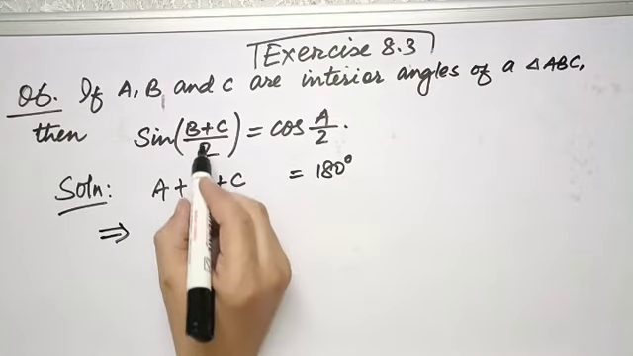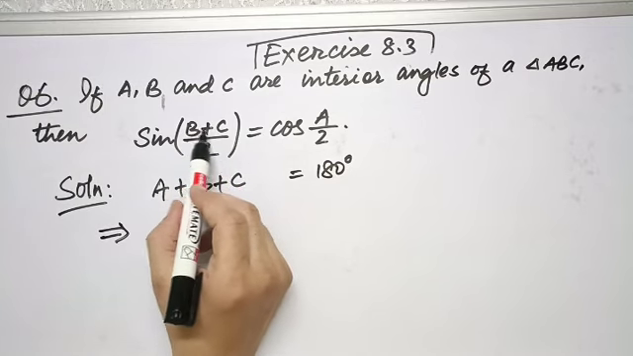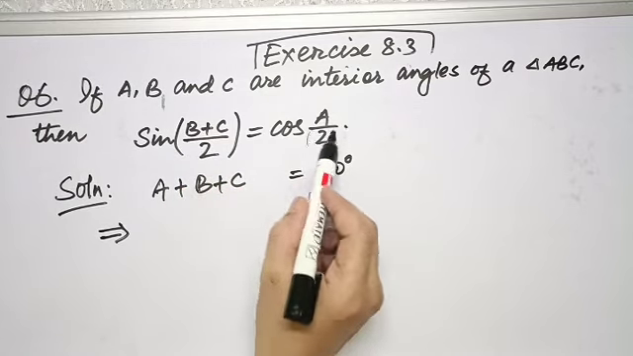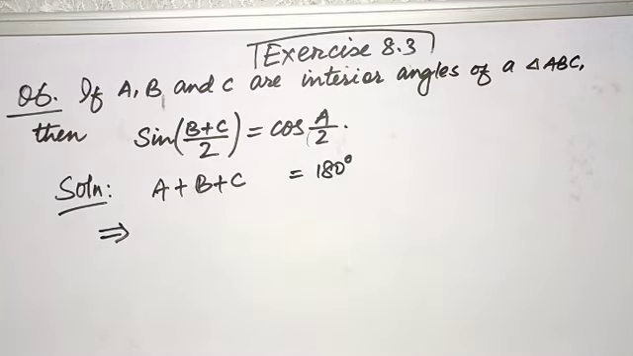Now B plus C, and there is a relation between B plus C and A. So B plus C and A have to be separated, right? But we have A plus B plus C equal to 180 degree. Let me take that A to the right hand side and make it separated from B plus C.